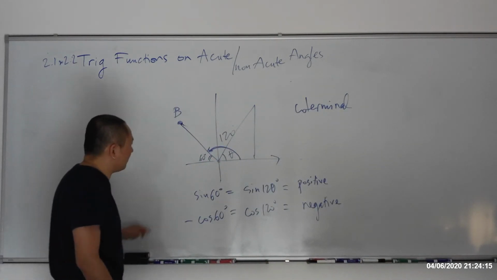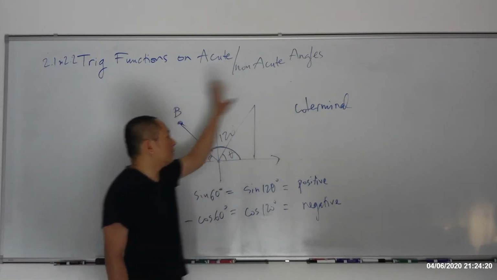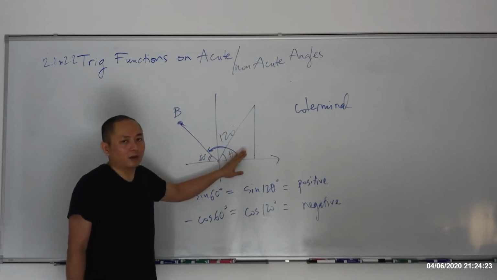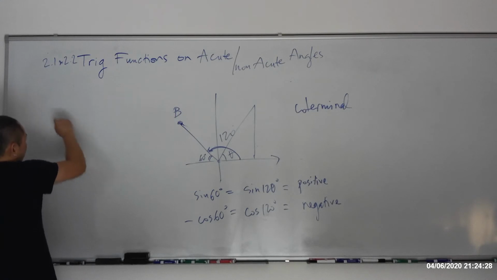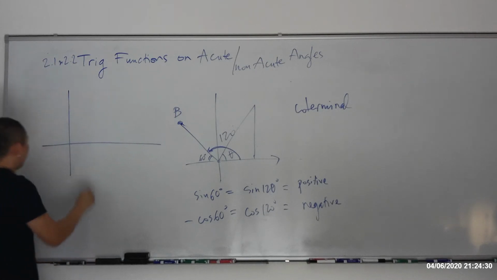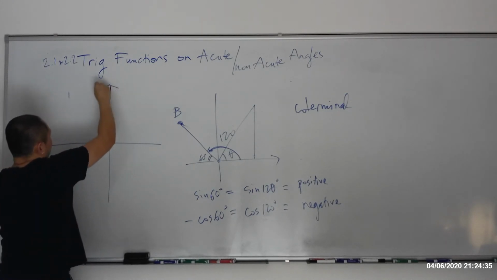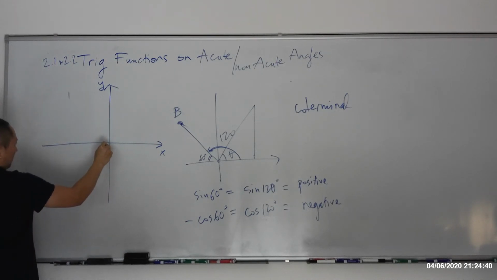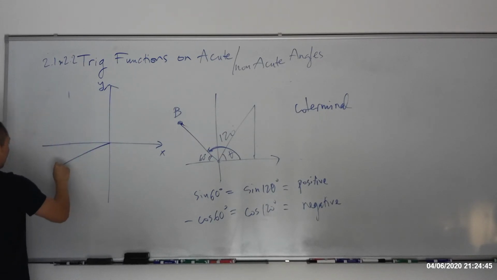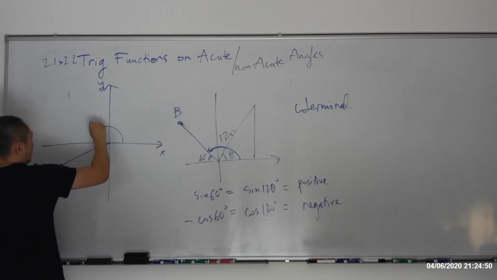So pretty much whenever you have a non-acute angle, you try to find a coterminal. That's the key. You work with the acute angle and then match up with the sign, could be positive, could be negative. So another example. What if I have an angle this way? The y-axis right here, the x-axis right here. If I have the angle of 200 degrees this way, my point B is right here, and this angle from here to here is 200 degrees.